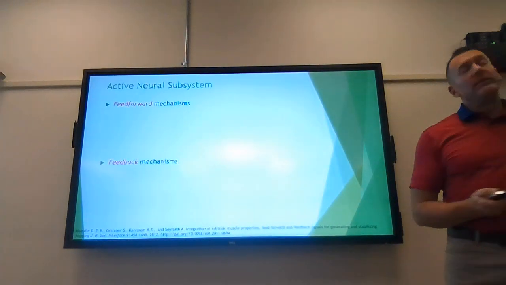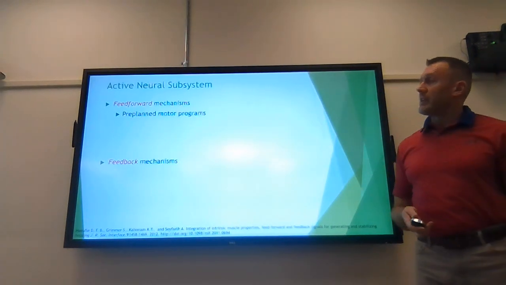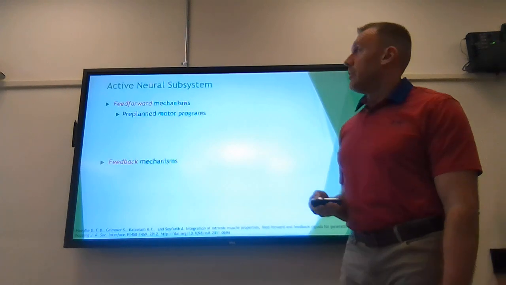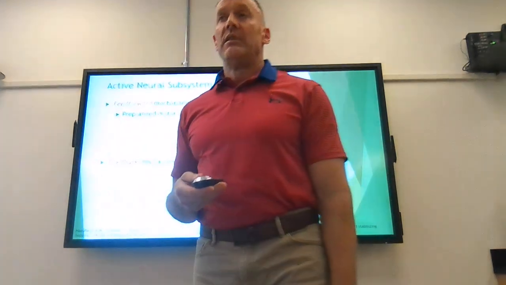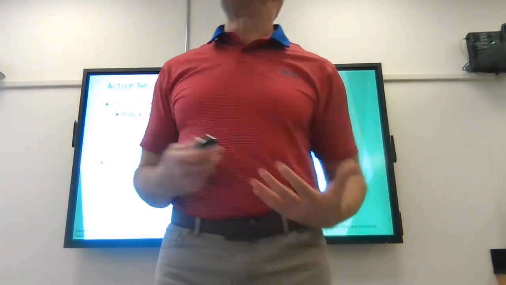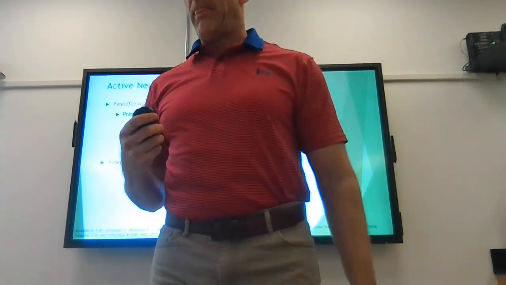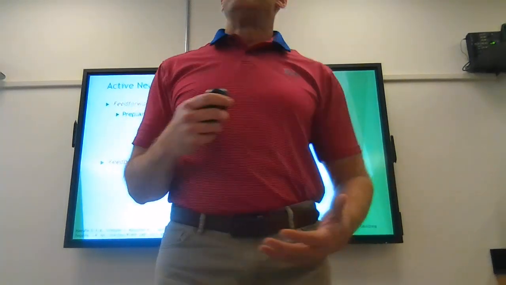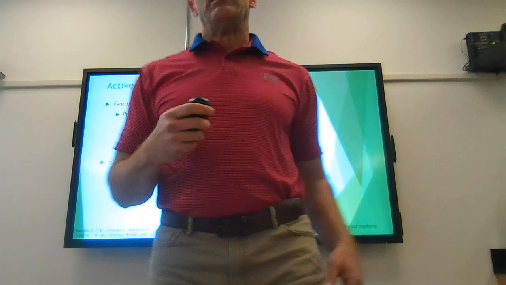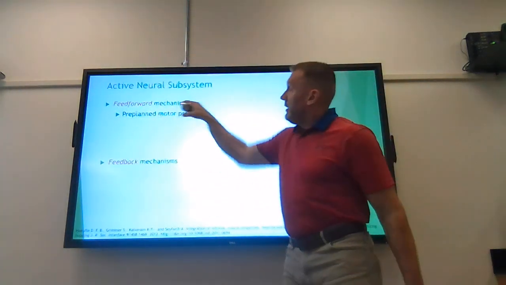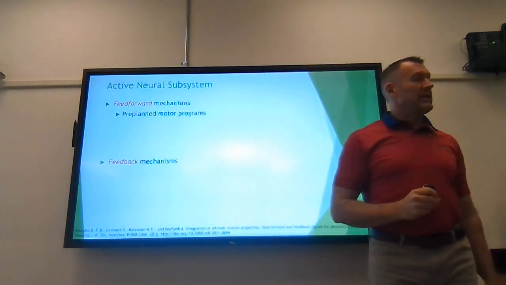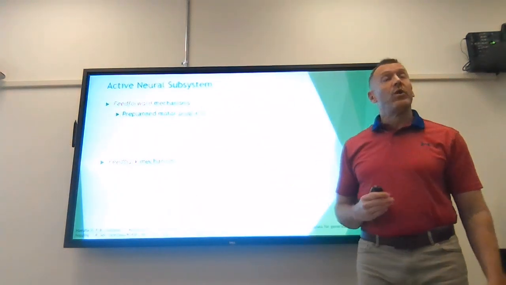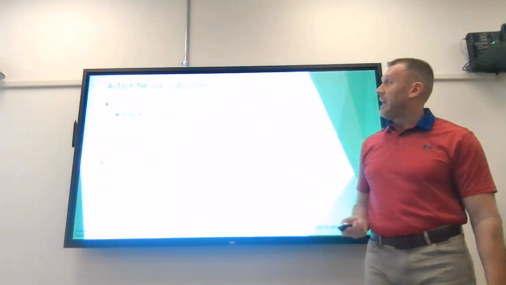Okay, so how are they able to do that? Well, we have a couple different neural mechanisms. Feed forward is pre-planned. So this is anticipatory muscle activation. If you know you're going to be doing something like a jump or a sprint, walking upstairs or downstairs, your body, based on past experience, is going to activate the core muscles. That's feed forward. So anticipatory activation.